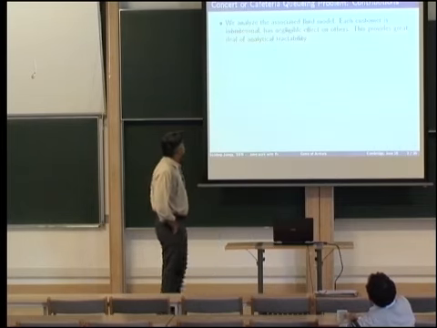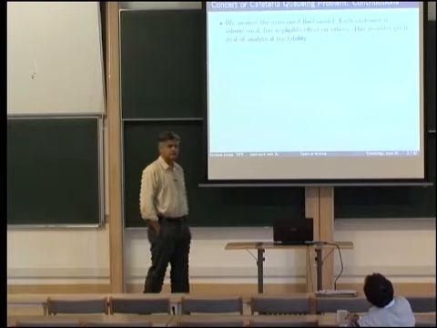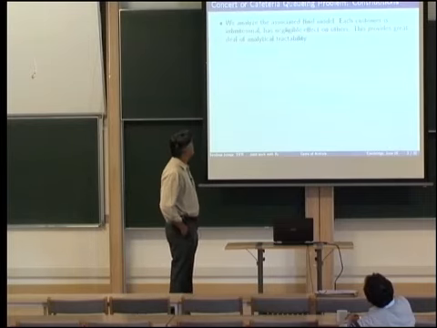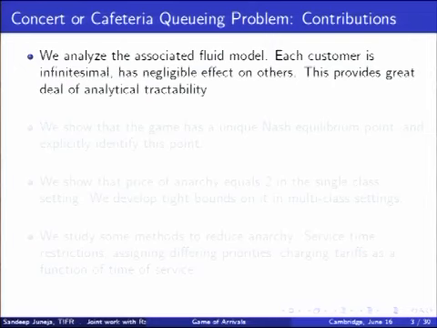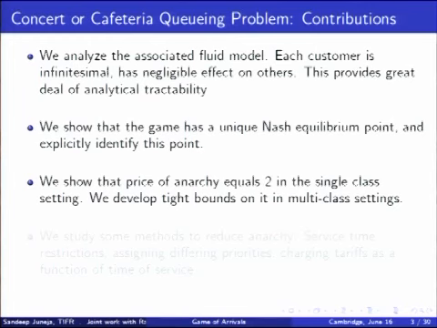What we found was that if you look at the associated fluid model, then the analysis is far simpler. It's almost trivial. A great deal of insight comes when we look at the fluid model, where each customer is infinitesimal, and its effect on the overall equilibrium is negligible. We'll show that the game in the fluid setting has a unique Nash equilibrium point, and we'll explicitly find this point. We'll show that the price of anarchy equals 2 in the single class setting, and we can get tight bounds for it in multi-class settings, both lower as well as upper bounds.